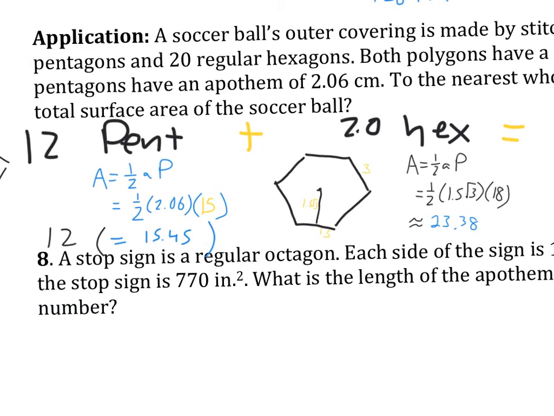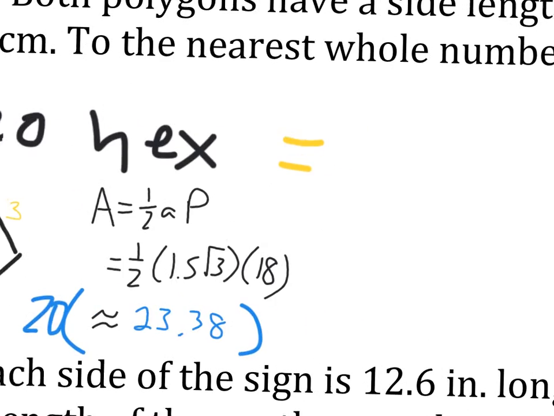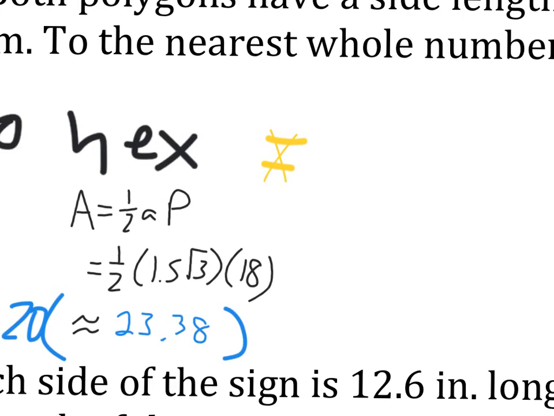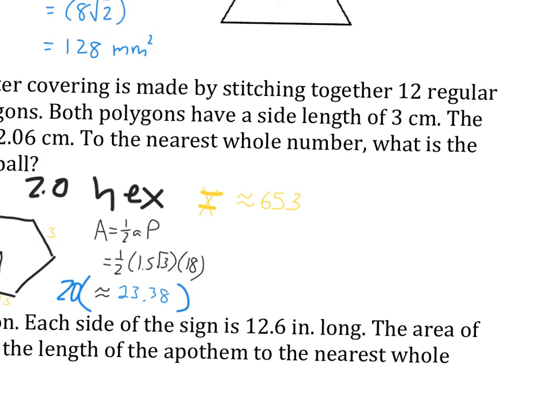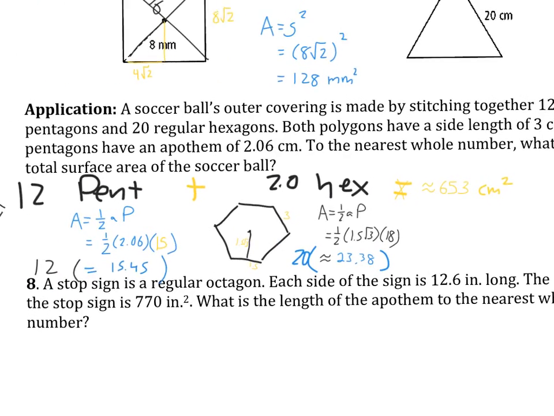So with your calculator, we are now going to take 20 of these and add it to 12 of the 15.45s to get our approximate value of the whole thing. Now it does say round to the nearest whole number. And in the end, we're going to change this to an approximately equal to sign. So it's approximately 653 square centimeters. And there we go.